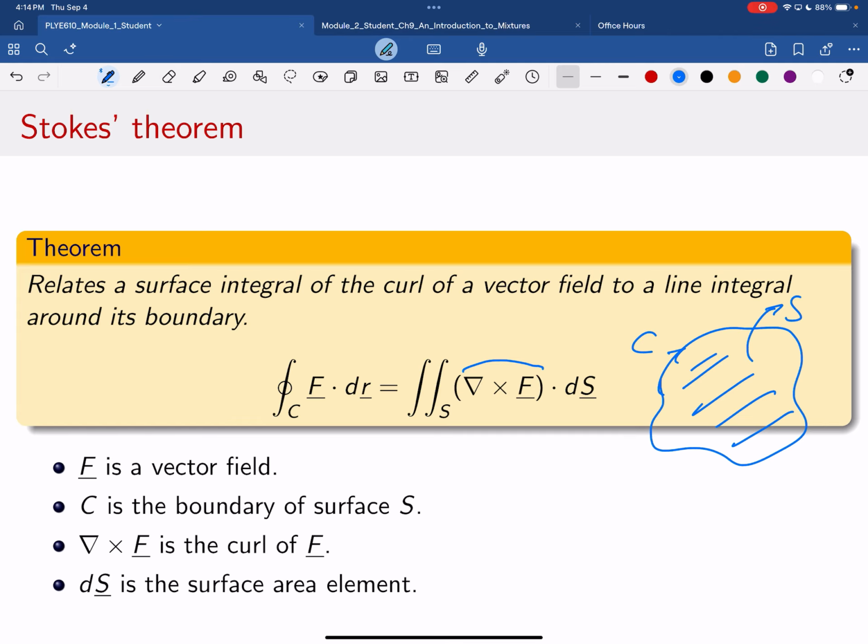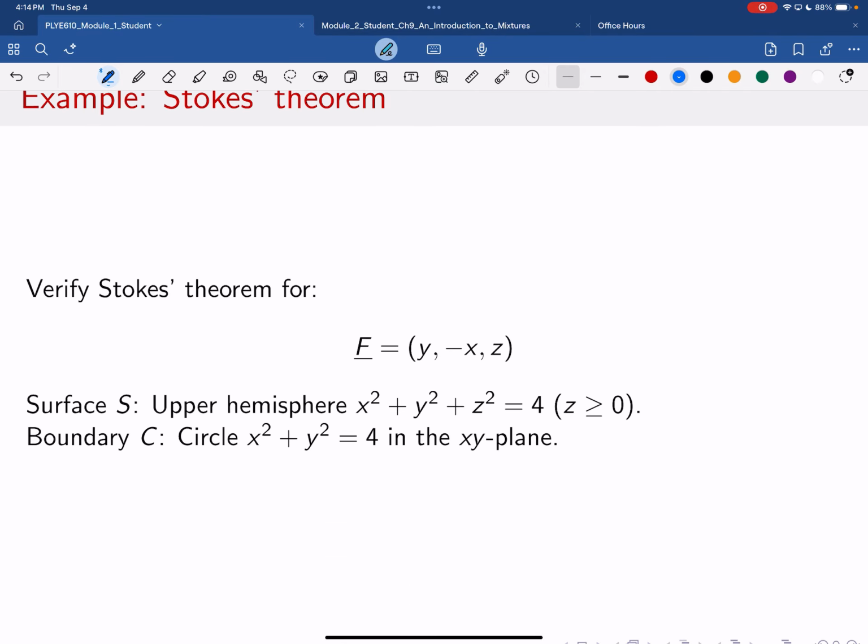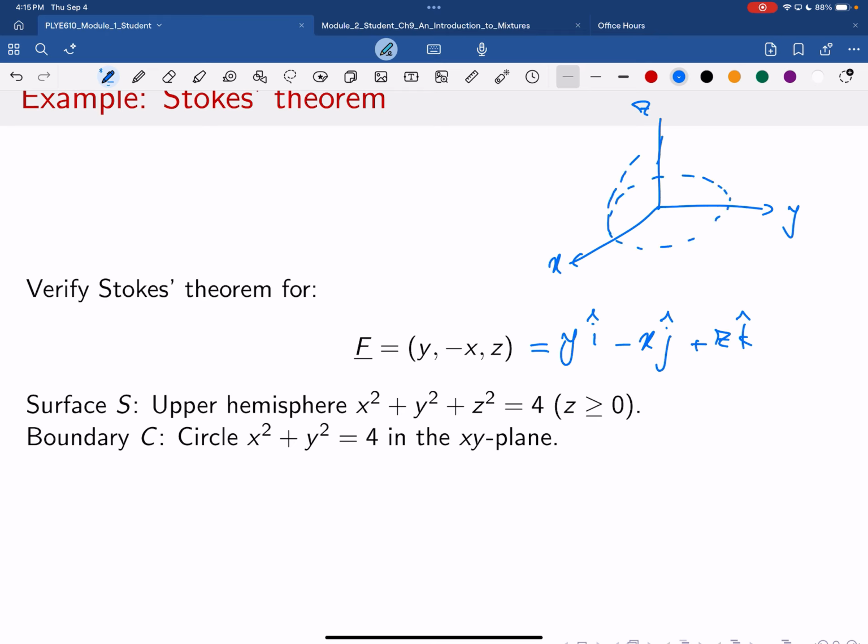So let's see in one example how we can use this. We want to verify Stokes' theorem. We have a vector field in the XYZ coordinates given like (y, -x, z), so basically this is equal to y i minus x j plus z k. This is my vector. And the surface I'm considering is a hemisphere. If I can plot it here, x, y, z, I'm considering the surface of this.